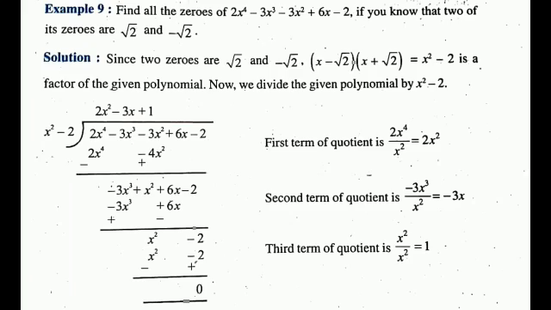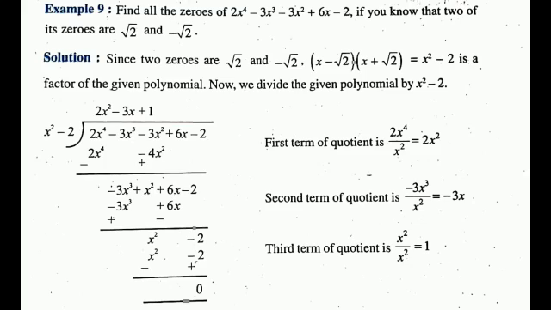Moving ahead, let us consider one very important question: find all the zeros of 2x raised to the power 4 minus 3x cube minus 3x square plus 6x minus 2 if you know that two of its zeros are root 2 and minus root 2. So here is the solution.